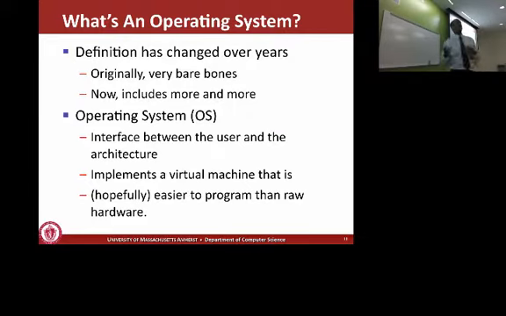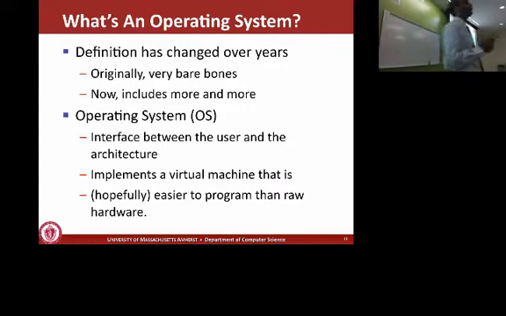Every once in a while we may go back to these other components and look at how they interact with the kernel. But our focus is to understand how the kernel itself is designed and what it includes and how it works. Okay? So with that background, here are a few other ways to define an operating system.